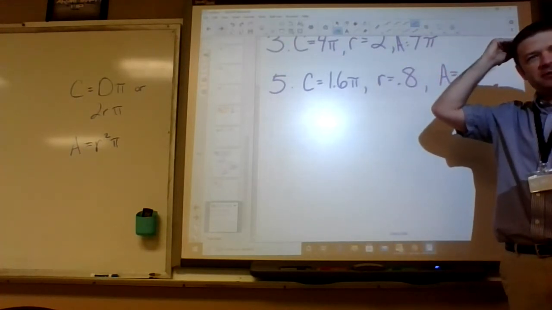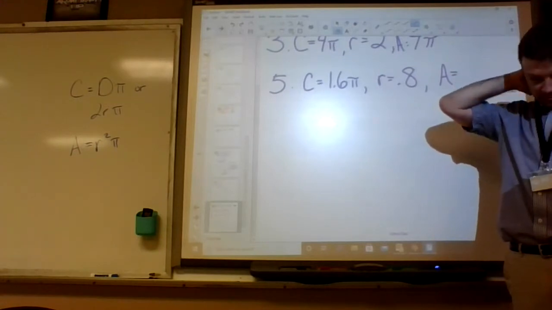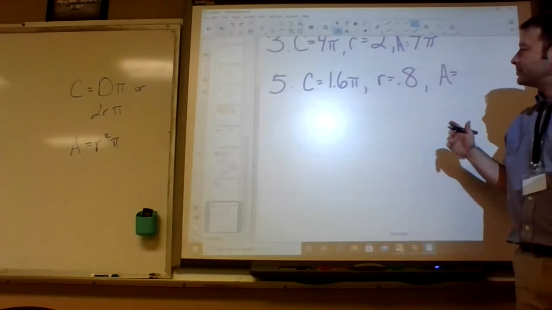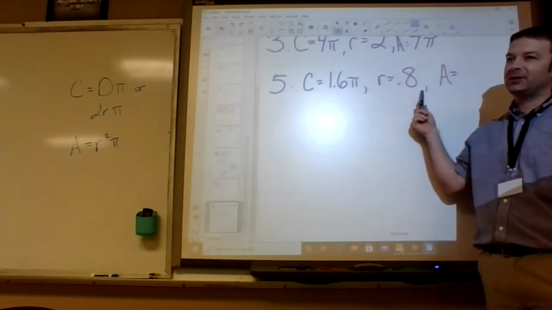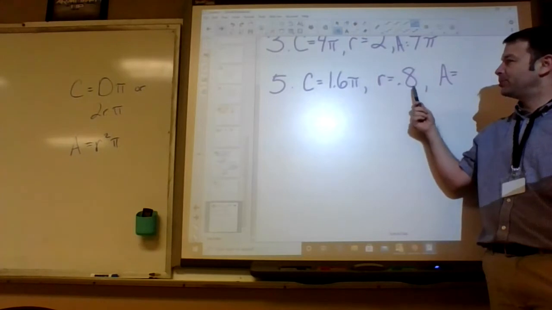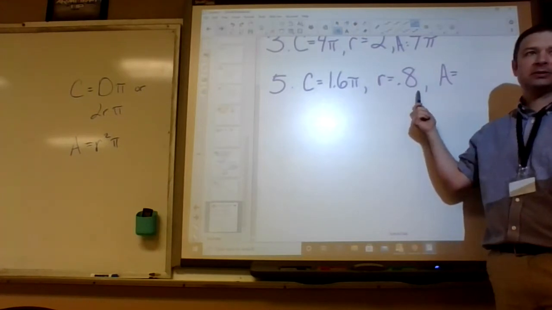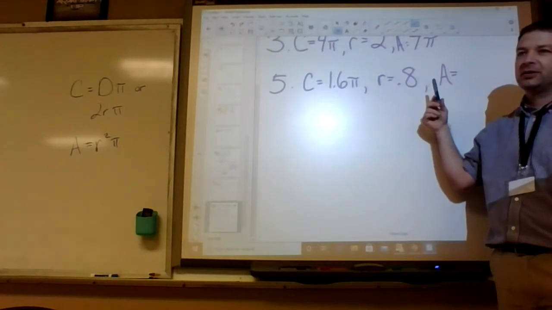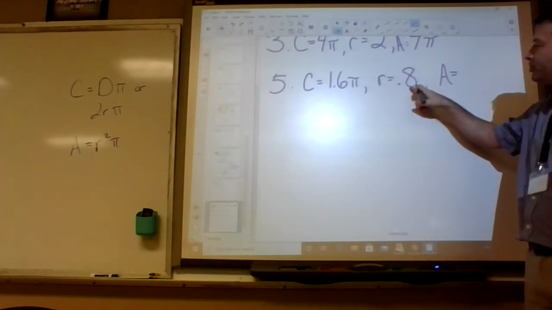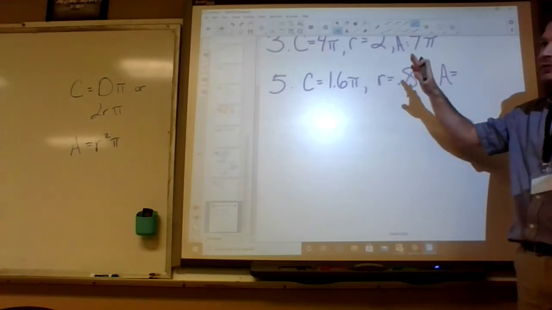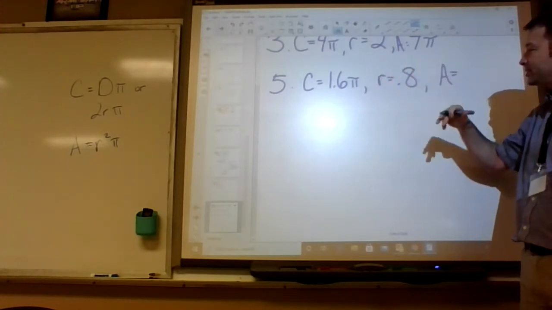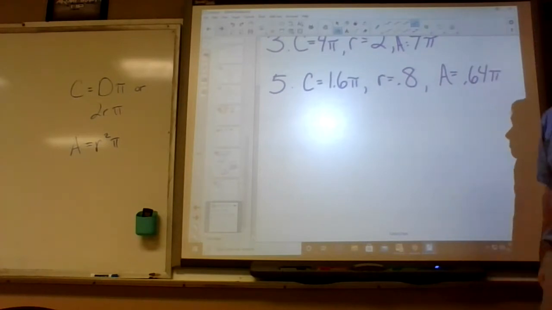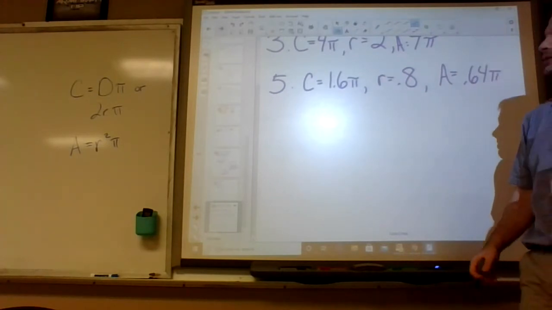What does radius squared mean? The radius times two? Nope, it means radius times itself. So you do 0.8 times 0.8. 8 times 8 is 64. If you have a decimal and a decimal, then you should have 2 decimal places, so it's 0.64. Well, that's my problem, I need a calculator. Yes, you do need a calculator.